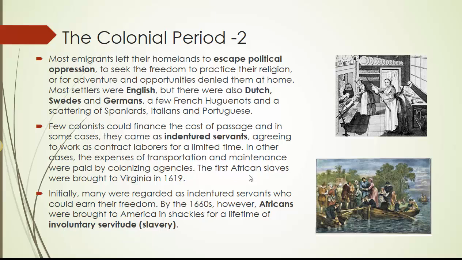The first African slaves were brought to Virginia in 1619. Initially, many were regarded as indentured servants who could earn their freedoms. By the 1660s, however, Africans were brought to America in shackles for a lifetime of indentured servitude, or slavery.